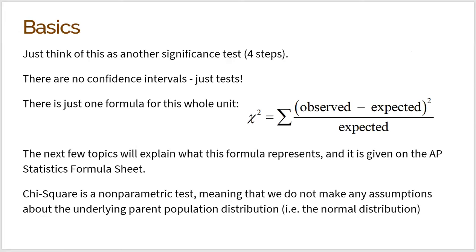So here are the basics. Just think of this as another significance test. We've learned 5 different significance tests if you actually go back and count them all. So this is no different. There are going to be 4 steps: hypotheses, conditions, work, and a conclusion. None of that is really different. But here's the good news: there's only one formula we're going to need for the entire unit. With proportions and means, there are multiple formulas for this and that. Here we just have one single formula, and this is called the chi-squared formula.